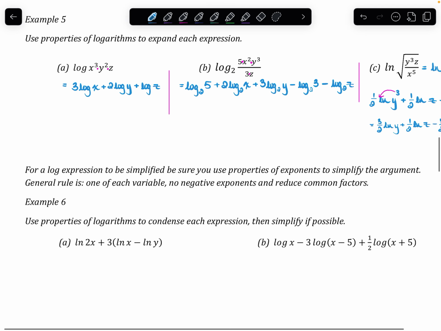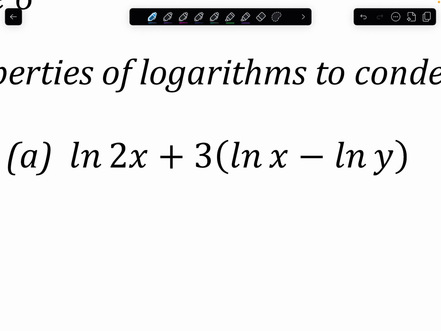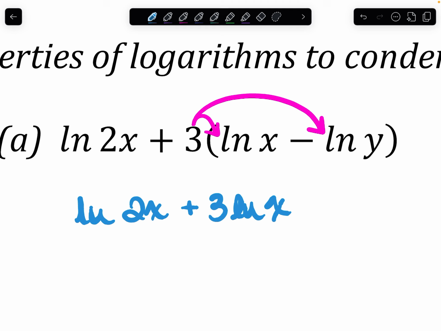We are using properties of logs to condense, simplify if possible. It could say rewrite using multiplication and or division. So we're going back to one log. So first thing I notice is this 3 here. I like to go ahead and clear parentheses first, so I'm going to distribute. Remember, you cannot go inside of a log when we're distributing. That's being multiplied. It's going in front of the log. So I've got natural log of 2x, haven't done anything with it yet, plus 3 times natural log of x minus 3 times natural log of y.